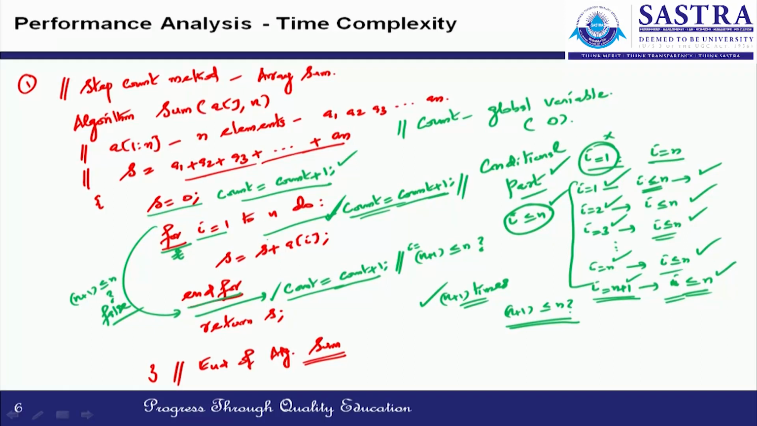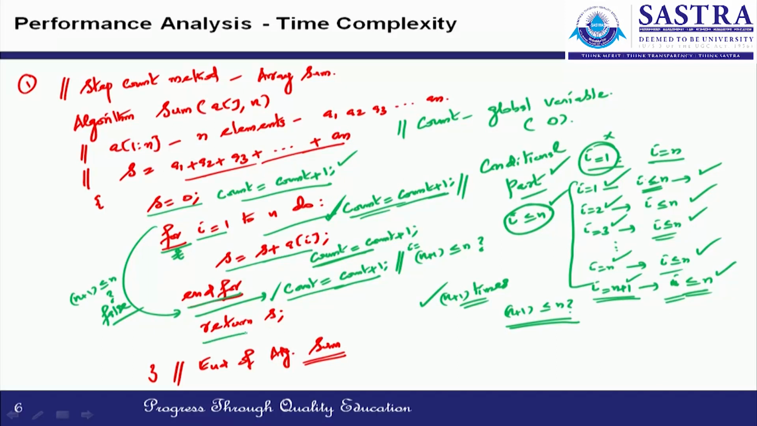Then inside the for, we have the assignment statement s is equal to s plus a of I. This is one executable statement, a simple statement which does not involve any function call. So, to introduce the execution of s is equal to s plus a of I, we need to write one count statement, count is equal to count plus 1, after this assignment statement.